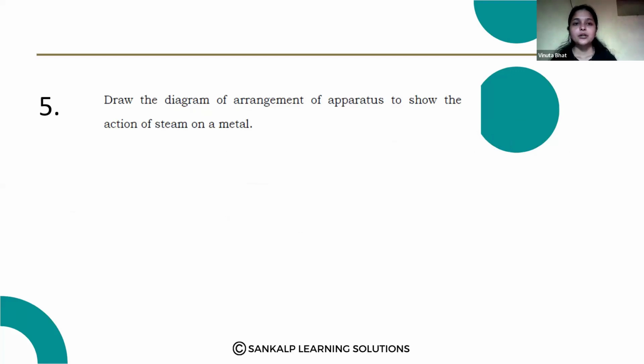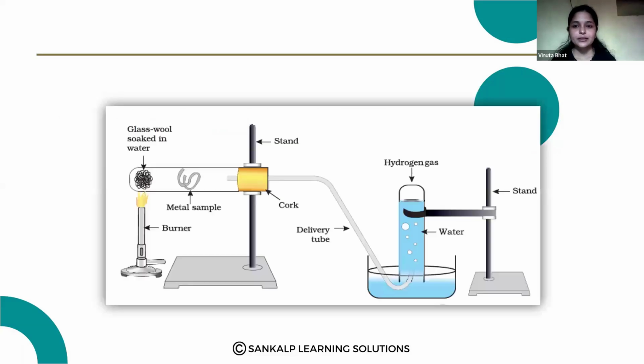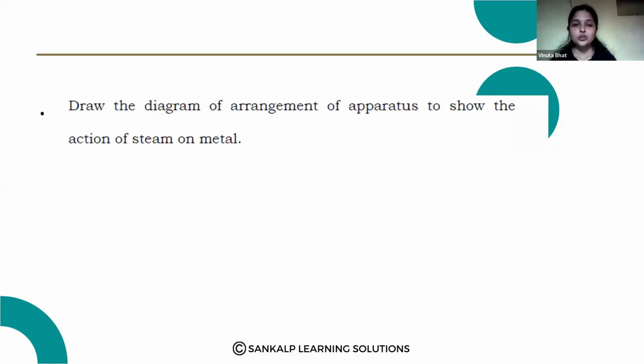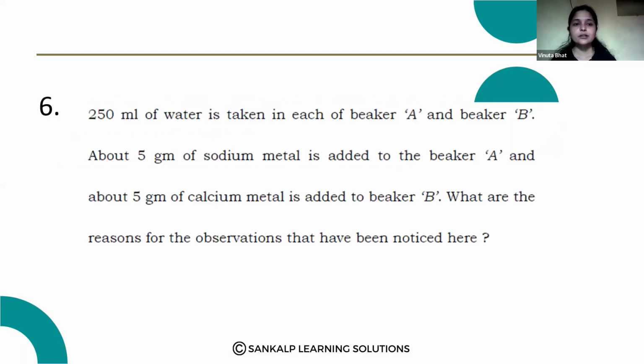Next question. Draw the diagram of arrangement of apparatus to show the action of steam on a metal. Here, yes, this is the diagram. This is the most repeated question. If you see the old question papers or model papers, it is repeated 3 to 4 times. So please practice this diagram. Next one.